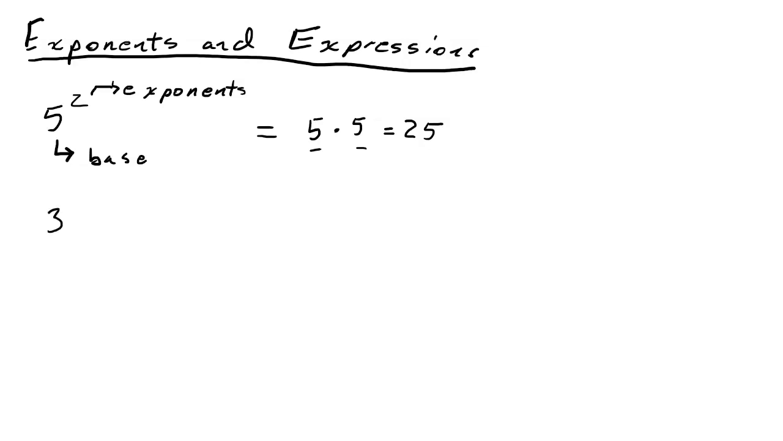So likewise we can write 3 to the 4th, and that's going to be 3 times 3 times 3 times 3. And so that's all that an exponent is. It's just a way of writing multiple multiplications.